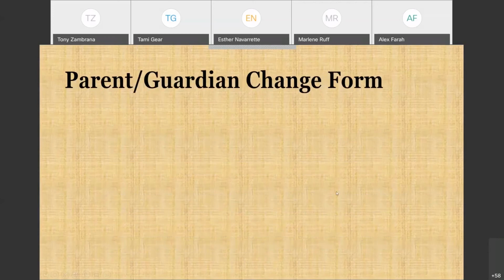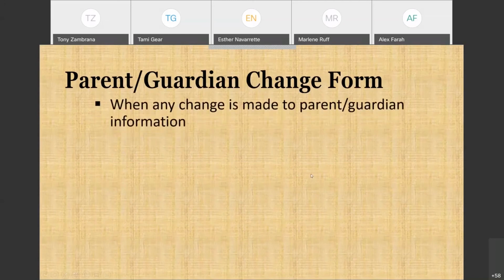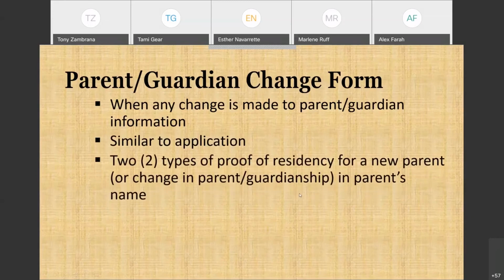Okay, so the parent change form. When any change is made to the parent or guardian information, we need to submit a change form to the Board of Education. It's similar to the application. Two types of proof of residency are needed for a new parent or a change in parent or guardianship in the parent's name. So if we have an adoption or something like that, and we have a new legal guardian that needs to be entered, then we need to have that proof of residency for the additional guardian.